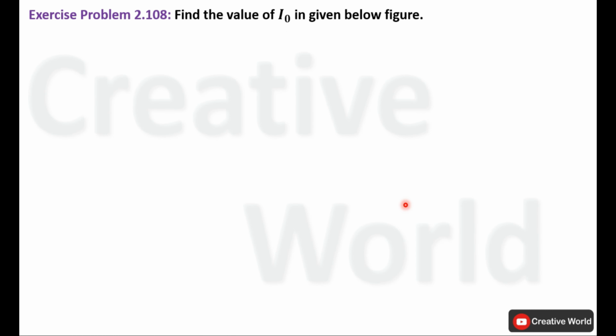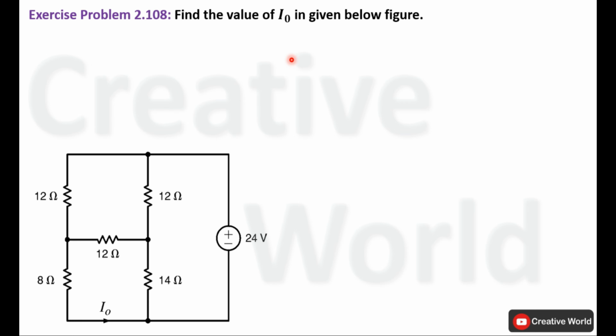Exercise problem number 2.108. Find the value of current I0 in given below figure. This is the circuit diagram of given problem. Inside this network we have to find the value of current I0 through this branch. So without wasting time, let's proceed towards the solution.